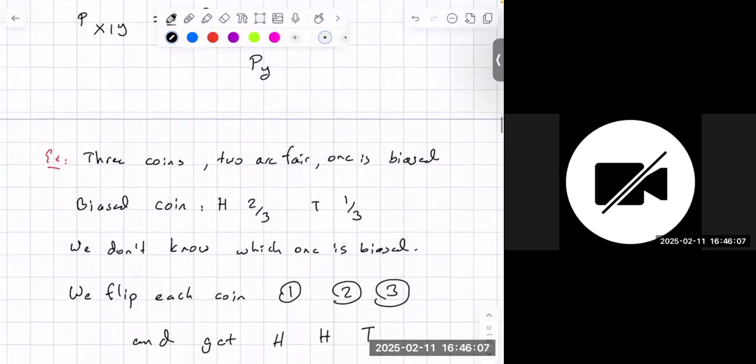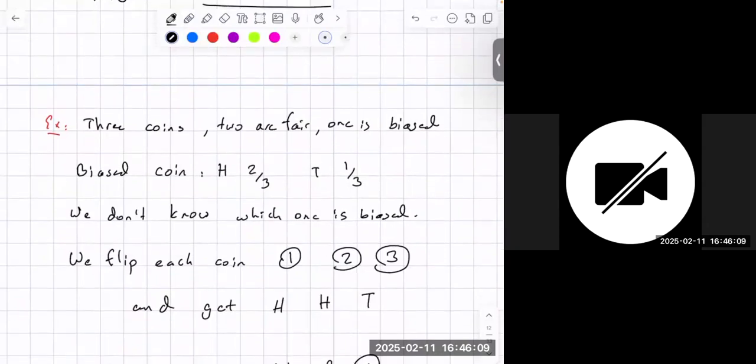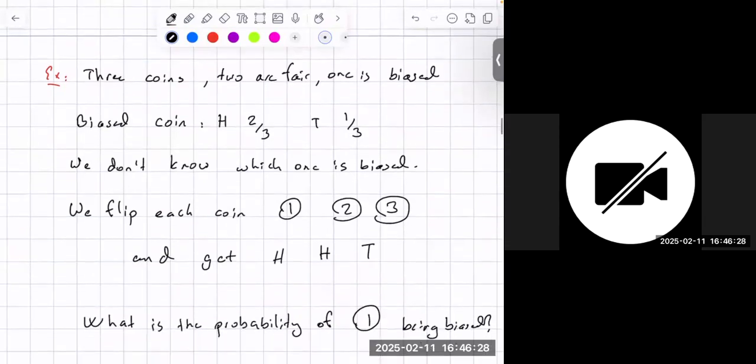And then we started working on this coins example. If you remember, there were 3 coins, one of them biased. A priori, we don't know. They all look the same. Then we do an experiment. We get HHT. And we were computing what's the probability of the first one being biased. Of course, you can also ask what's the probability of the third one being biased as well.